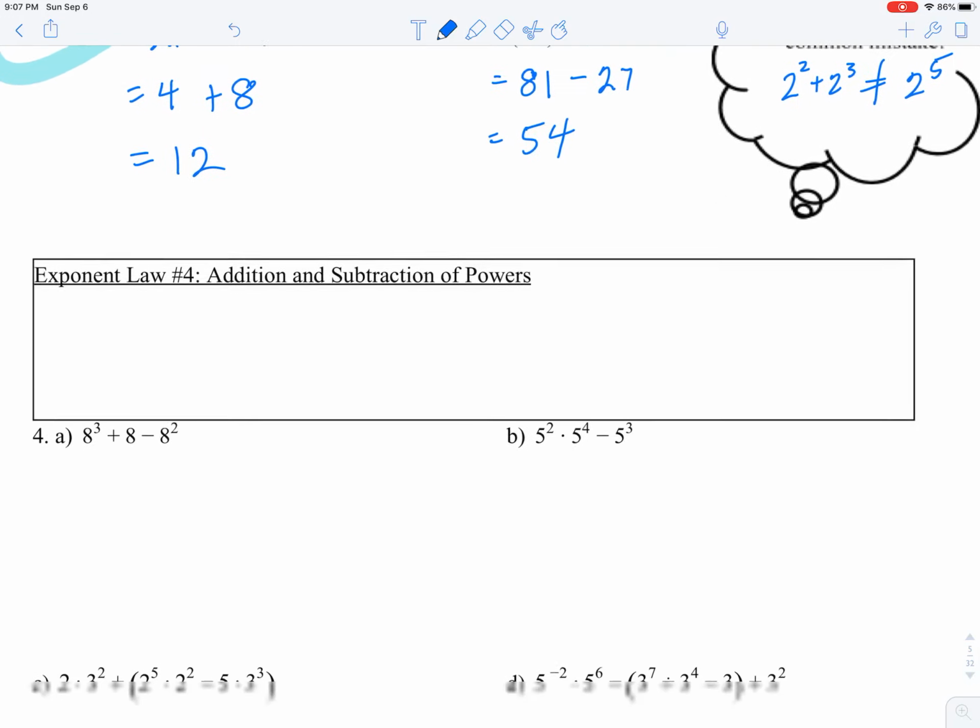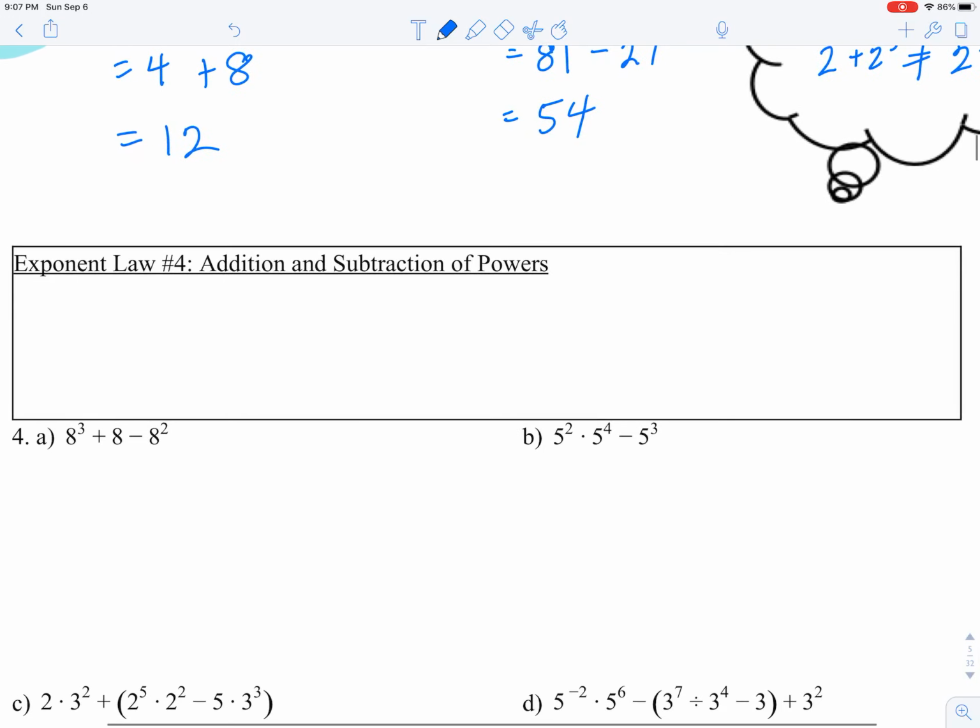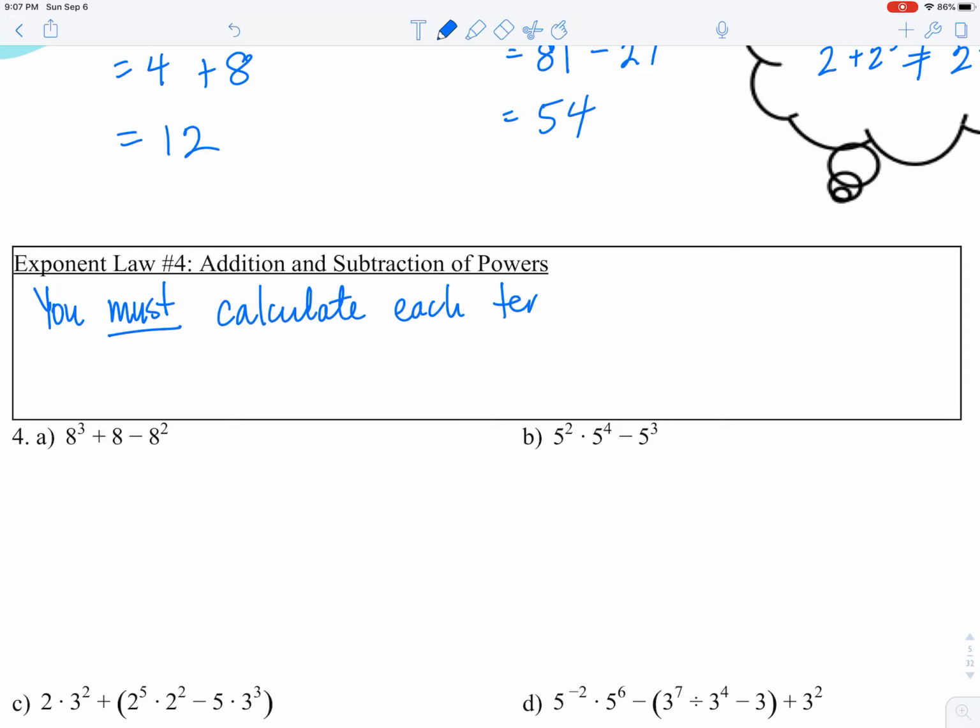So addition, exponent law 4 with addition or subtraction of powers is you must calculate each term separately before you add or subtract them.